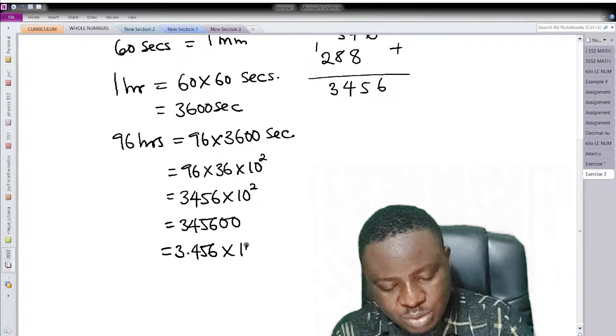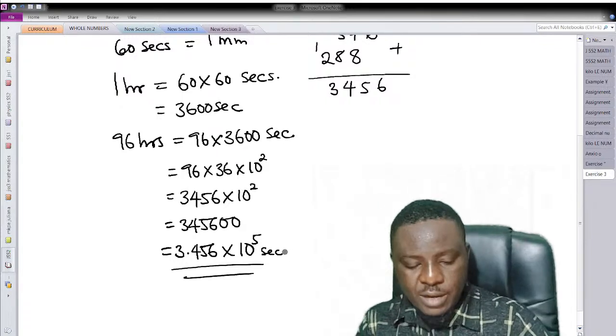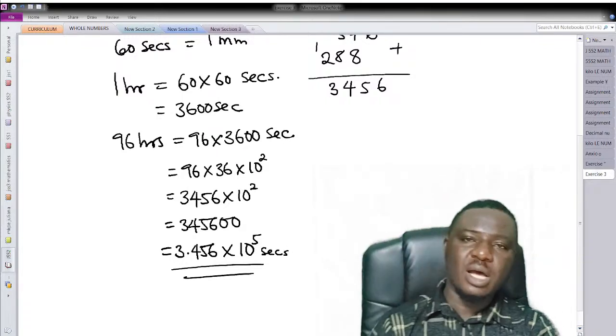3.456 times 10 to the power of 5 seconds. The unit is seconds. Okay, so this is going to be our answer.